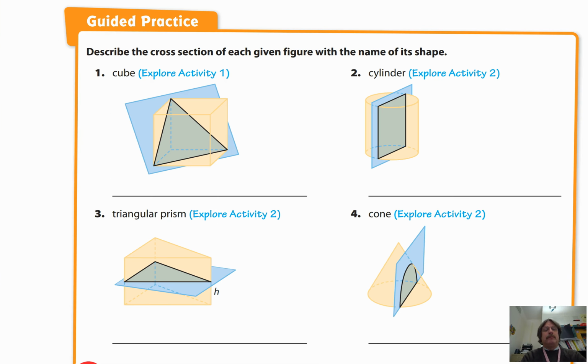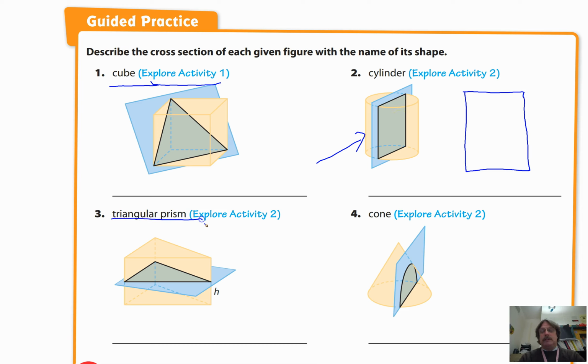Here are a few more examples they give you in guided practice. They give you a cube. They also tell you to go look at your explore activity number 1. Here's a cylinder, okay? Now the cylinder, if you see, they've taken the plane and they've gone straight down. So if we did a straight-on view, a front view, from that perspective your cylinder would look like this. So if I cut that in half, what would that look like?